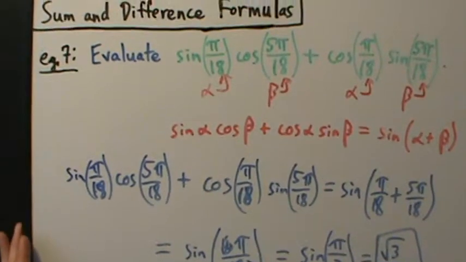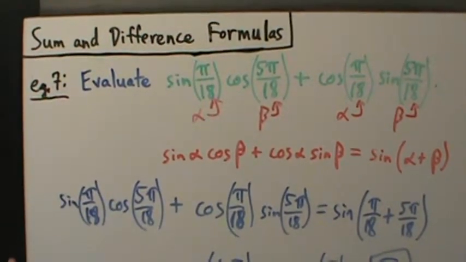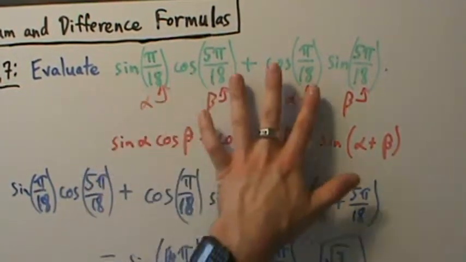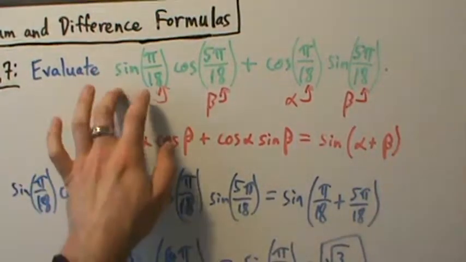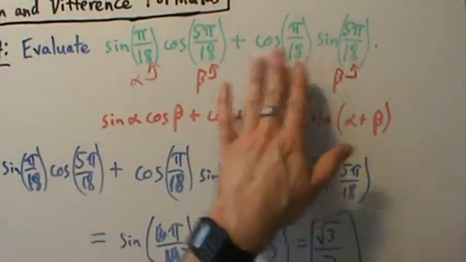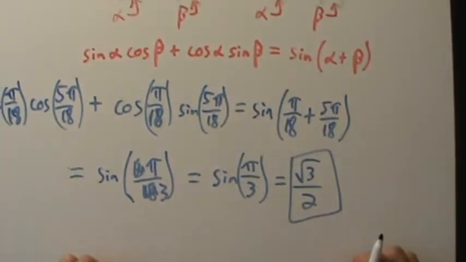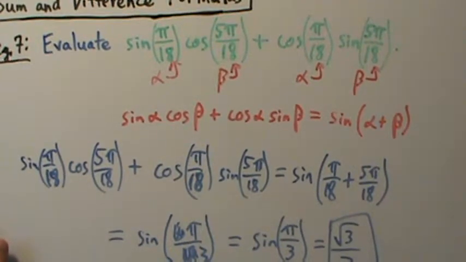So that's example 7 of using sum and difference formulas for evaluating trig expressions. It's neat that we can take an ugly expression like this, with angles that aren't bad but aren't nice special angles on the unit circle, and it actually equals root 3 over 2 exactly. That's just the way trig goes. Pretty crazy sometimes.